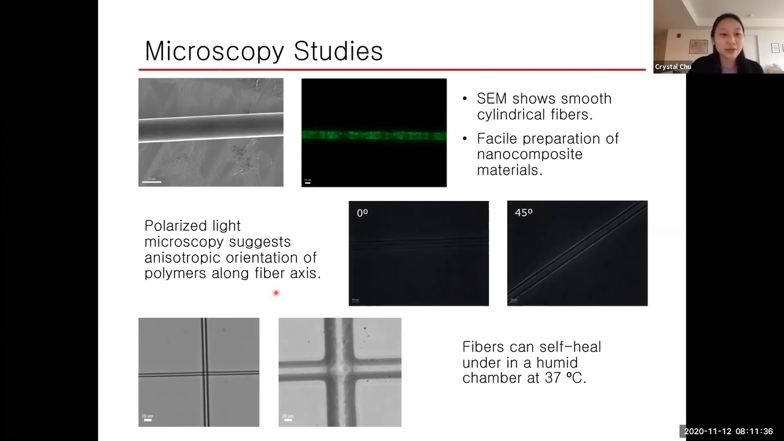Okay, and then we use polarized light microscopy to learn again a little bit about the internal structure of our materials. And very simply here, this angular dependence of birefringence suggests to us that as we draw this polymer fiber out, we get some anisotropic orientation of polymers along the fiber axis. And then in this image, I'm just showing that our fibers, you can see that they've, to an extent, self-healed or joined at this intersection in a humid chamber heated to 37 degrees.